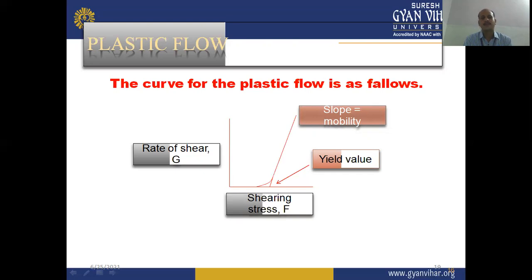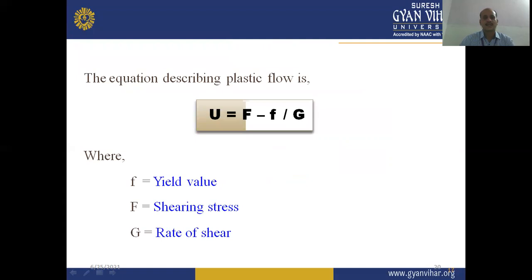So when we compare this curve or rheogram with the straight line equation, which is y equal to mx plus c, it can be converted into the logarithmic equation. Then when we convert it, we can obtain the value of mobility from the slope of this graph. So the equation describing plastic flow is slightly changed from the Newtonian behavior.